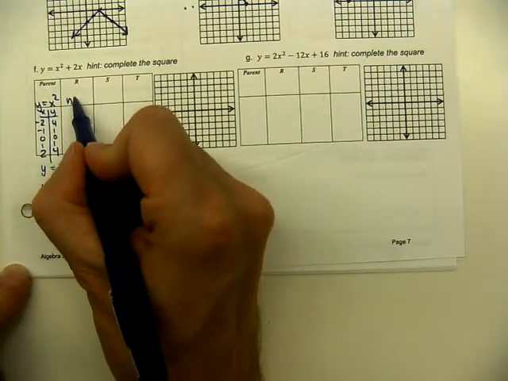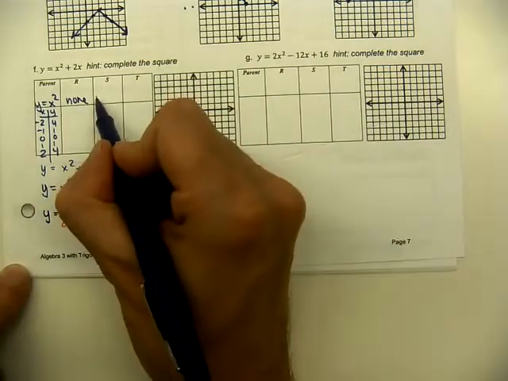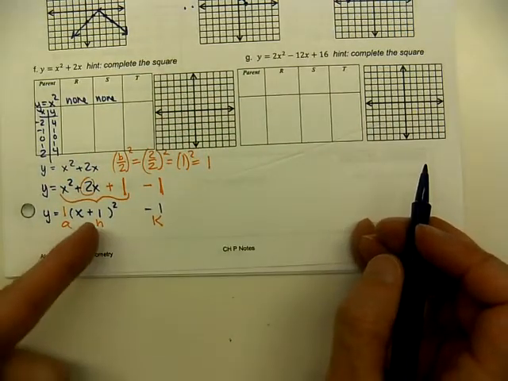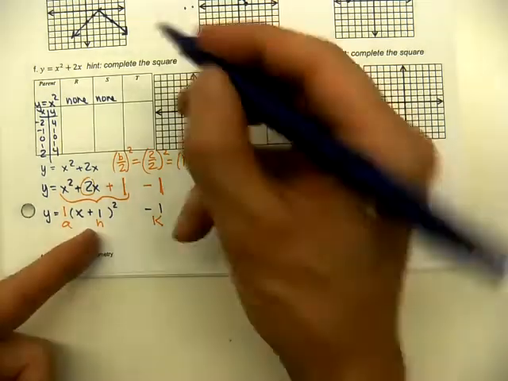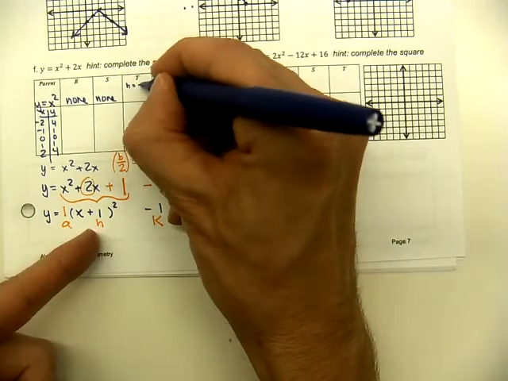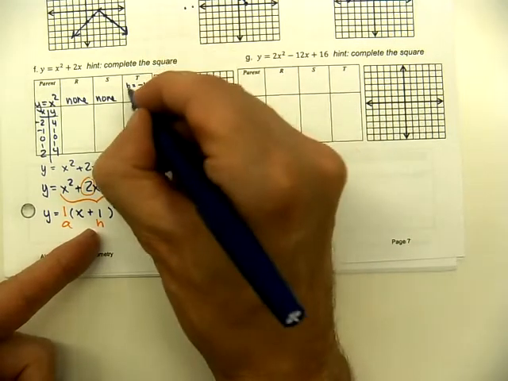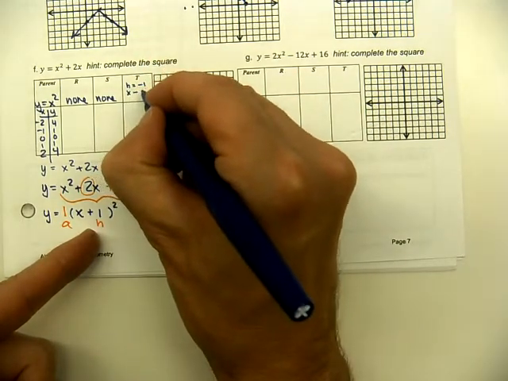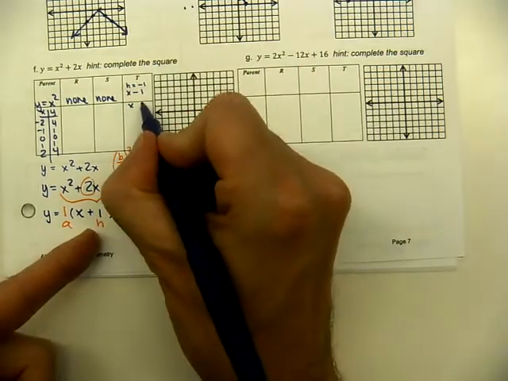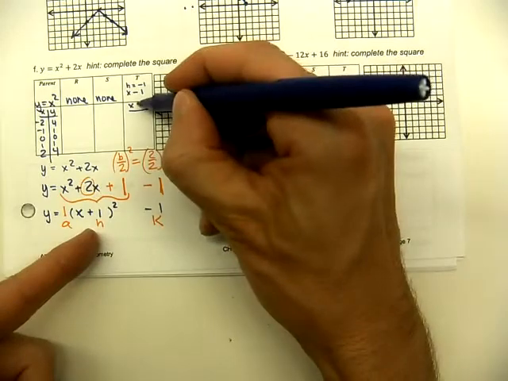There's no reflection. There's no stretch or shrink. We're going right to the translation. So here we have an h. Again, change the sign. So h is not positive 1. H is negative 1. And what that means for us is that our x coordinates have to be decreased by 1 because we're shifting it to the left. Let me do that first and then we'll come back for the k.